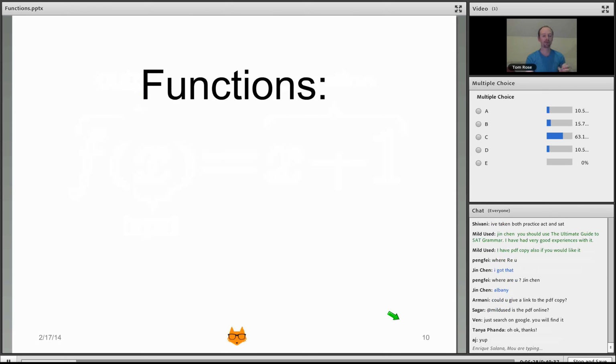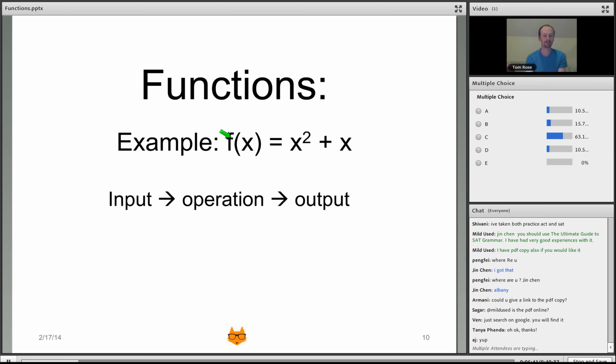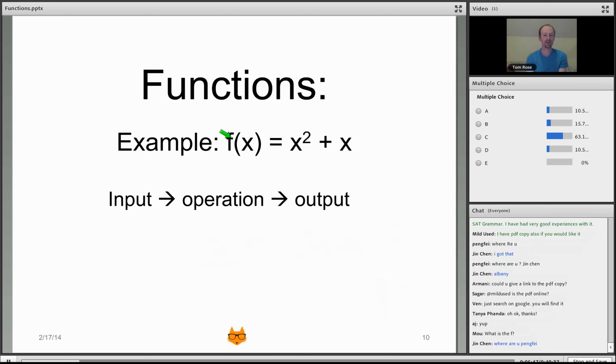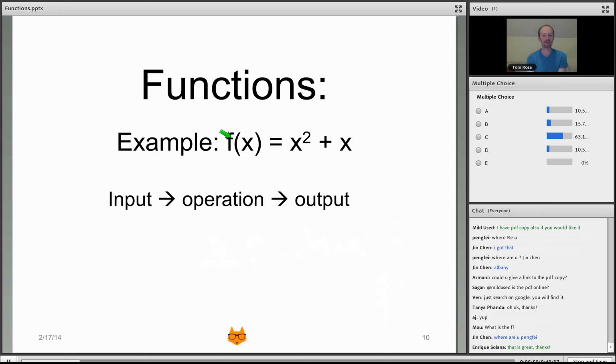So more on functions. Here's another example. Let's start with f. This is pronounced f of x. That's how you pronounce this symbol. f of x equals x squared plus x. So what I want you guys to keep track of is the input, the operation, and the output for each of these. So in the chat window, what is the input in this particular case? Yes, the input here is x.